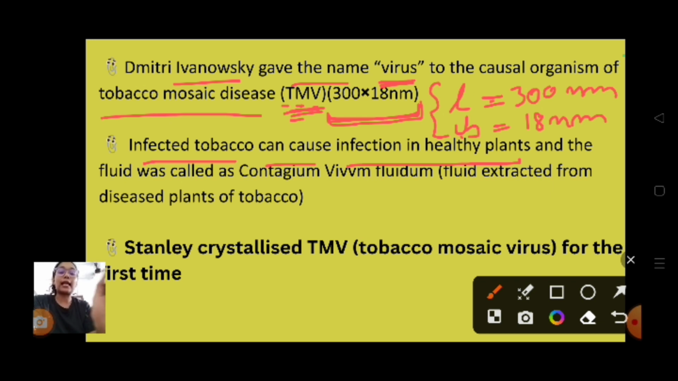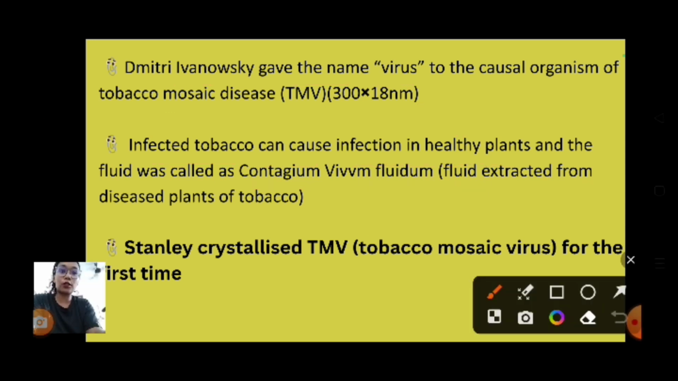Okay, and the fluid which has been extracted from the diseased tobacco plant is called Contagium vivum fluidum. Getting it? It is called Contagium vivum fluidum. The fluid which you extract from the affected tobacco plant, the fluid extracted from a diseased plant of tobacco, is called Contagium vivum fluidum. All right.